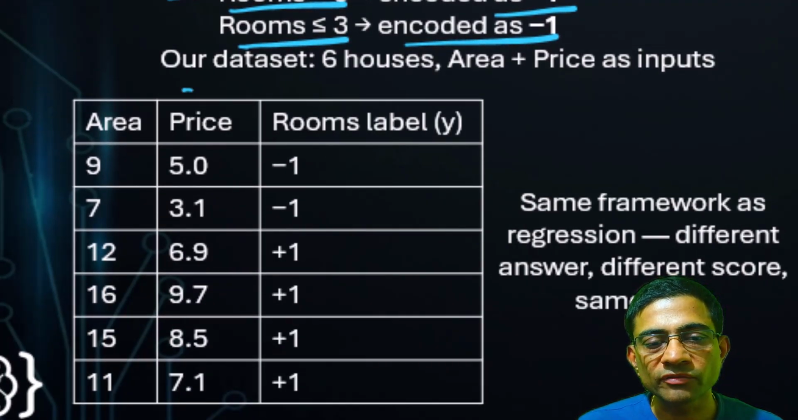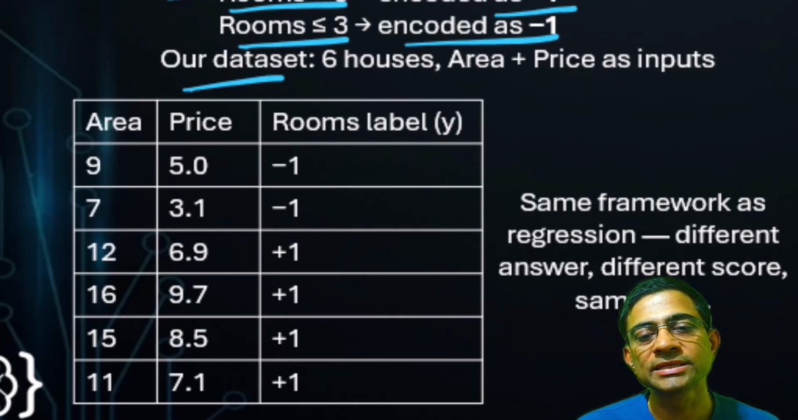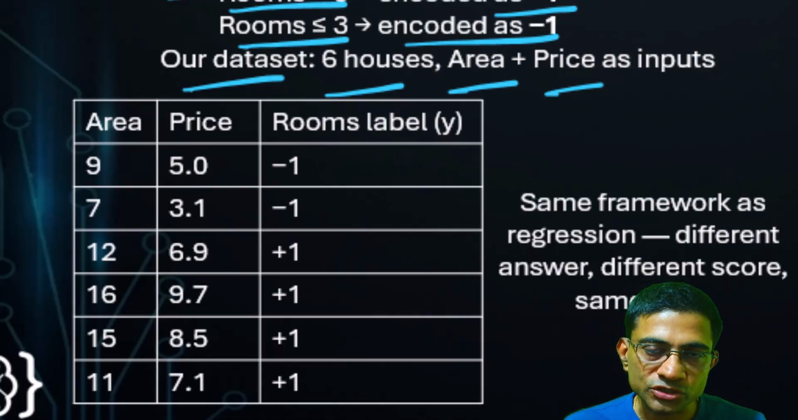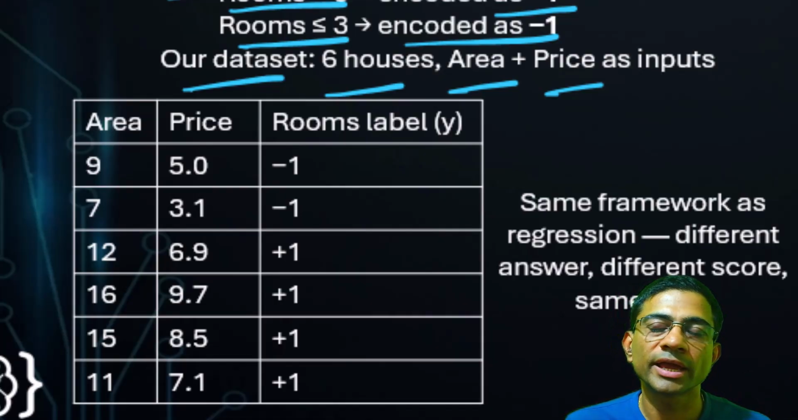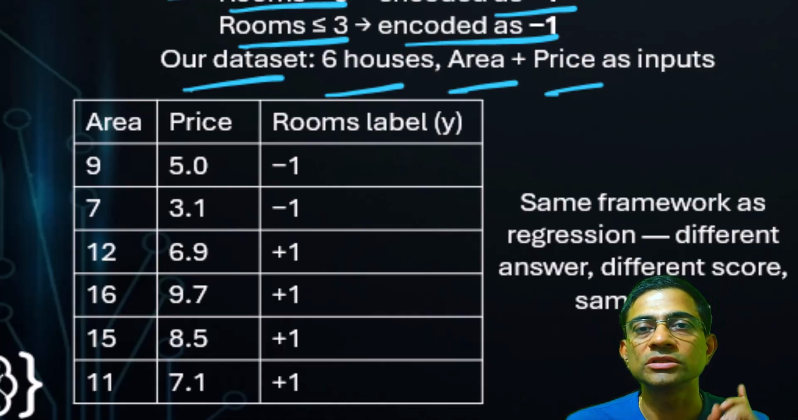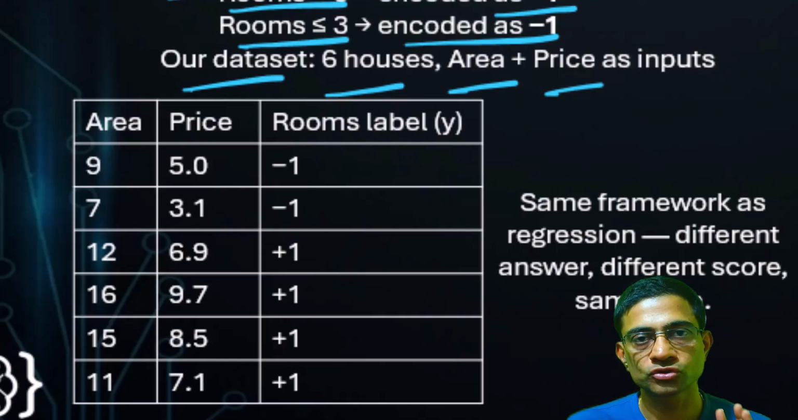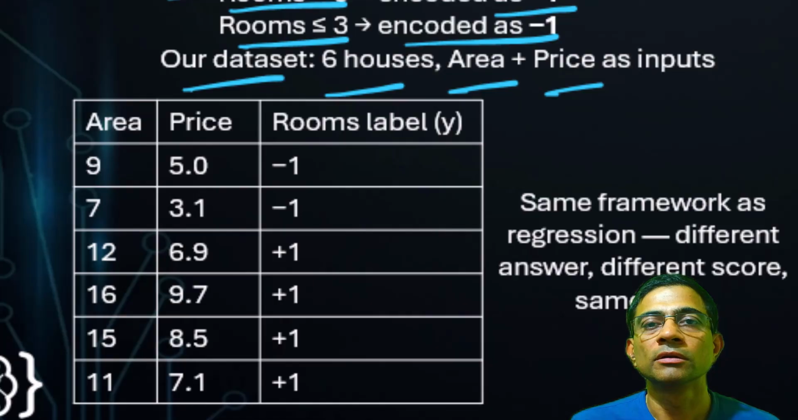Now, what is our data set? Our data set has 6 houses where area and price as inputs. That means what? We have 2-dimension data. In regression, we discussed in the initial example with 1 dimension. That is, we took one of the properties of the flat or the house. Here we are going to take 2 dimensions.